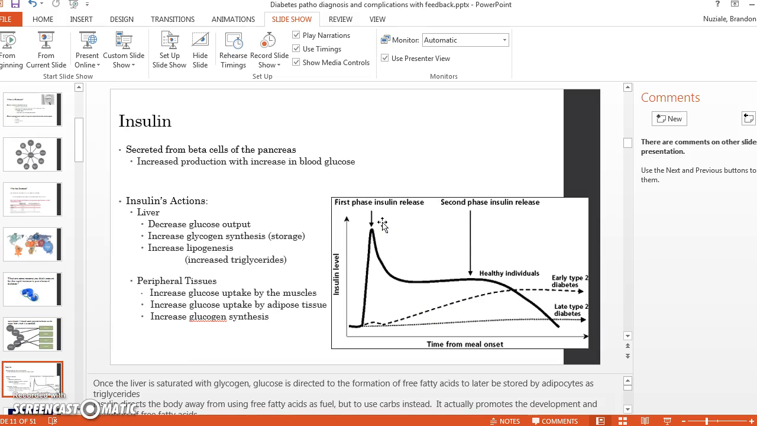So let's start to talk about each of these peptides in detail and see how they all interplay to help regulate normal blood glucose levels. Insulin is secreted by the beta cells of the pancreas. They increase their production with an increase in blood glucose. So how this happens, the liver decreases its glucose output.